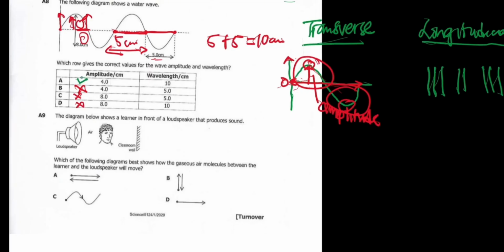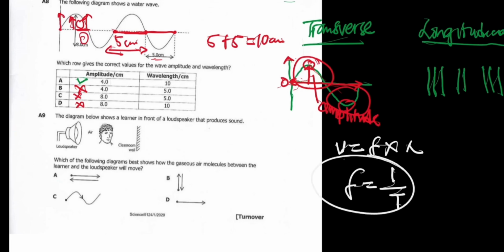So make sure you understand how this is done. And if you're trying to calculate the speed of a wave, then that speed is actually given by speed is equal to frequency times the wavelength, which is lambda. And frequency is also given by 1 over period. So make sure you understand this.